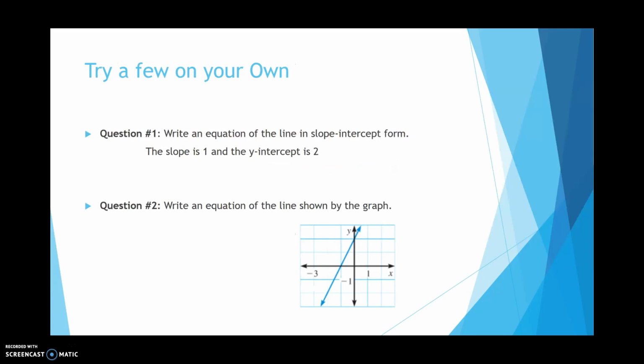Now on this last slide, I want you to try these two questions on your own, and I will go through the answers with you in class when I see you next. For question number 1, write an equation of the line in slope-intercept form given that the slope is 1 and the y-intercept is 2. So try that one out. And then question number 2, write an equation of the line shown by the graph. So here we have the graph, and write the equation of the line given this graph.